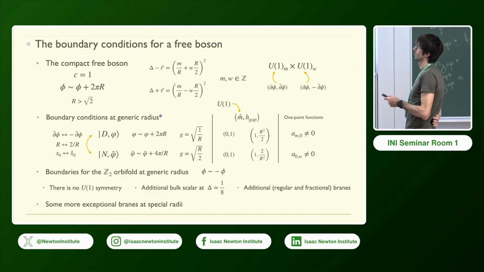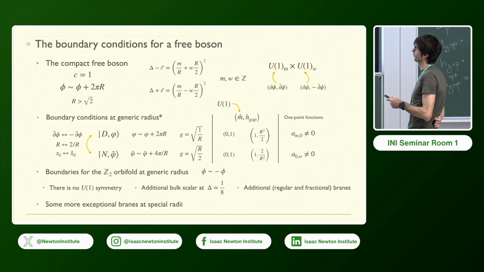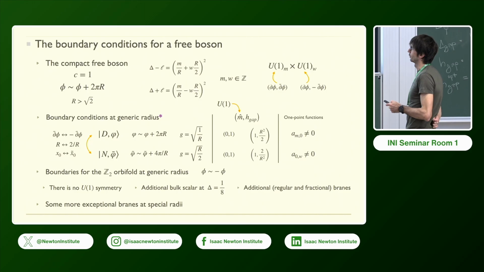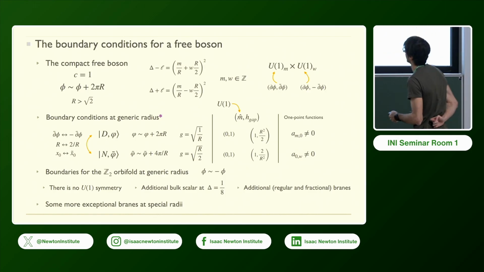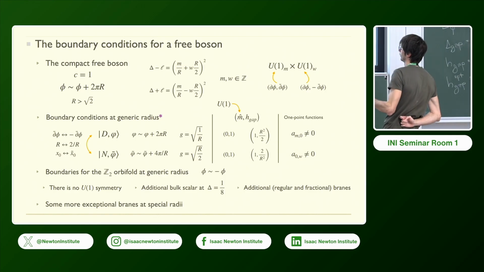Just as a reminder, the compact free boson is a theory with C=1, with a shift symmetry, U1 shift symmetry. There is a radius which is dimensionless, and so it's a modulus. And there is T-duality, which is a duality that exchanges large radius and small radius and reorganizes the operators. So I'm going to focus on R greater than square root of 2 as a frame.